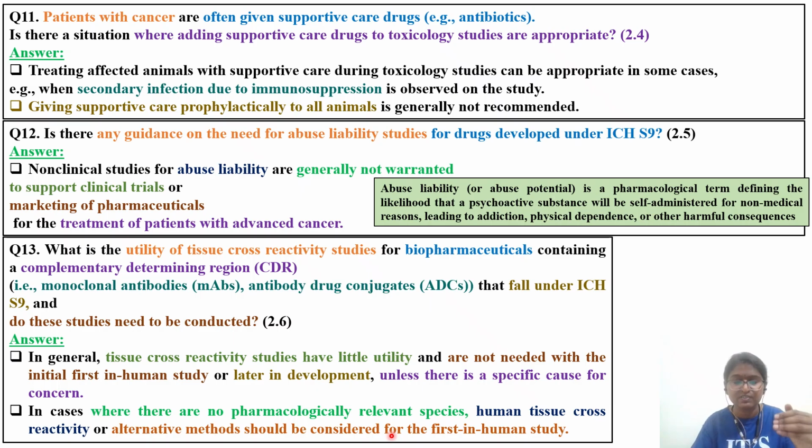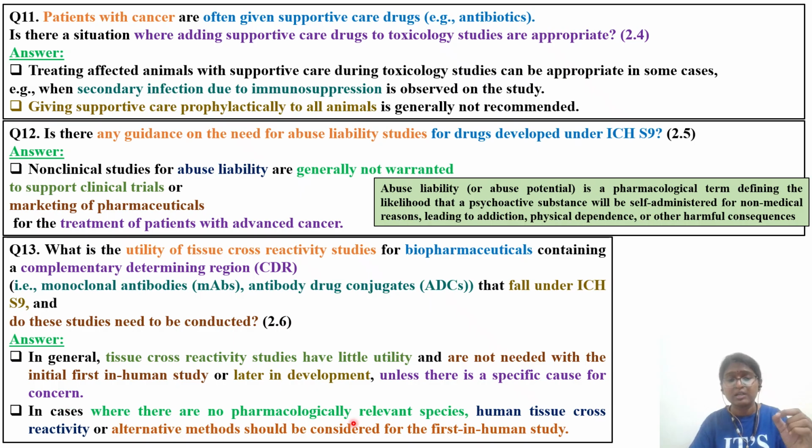The answer given by the regulatory agency is that, in general, tissue cross reactivity studies have little utility. They do not have much significance and are not needed with an initial first in human study. So FIH, if you are starting a phase 1 study at this point of time, tissue cross reactivity is not needed. That is what the guideline explains, or later in the development, unless there is a specific cause for concern. Again, it is case by case. If you find there is a potential threat, such kind of issues, then only you have to think about adding a tissue cross reactivity study.